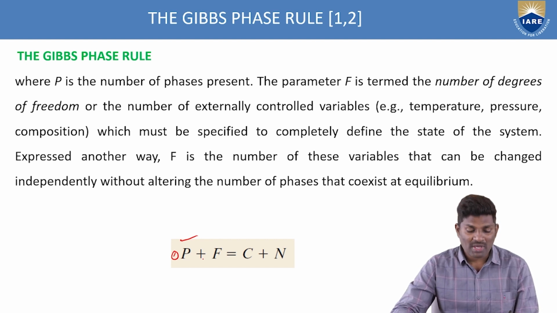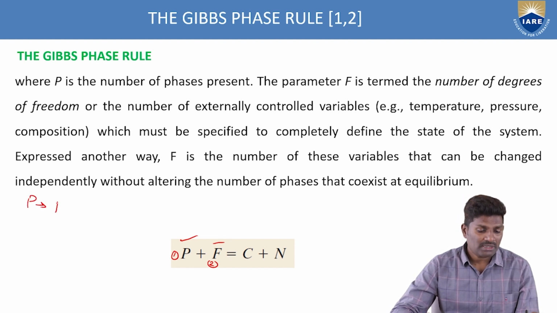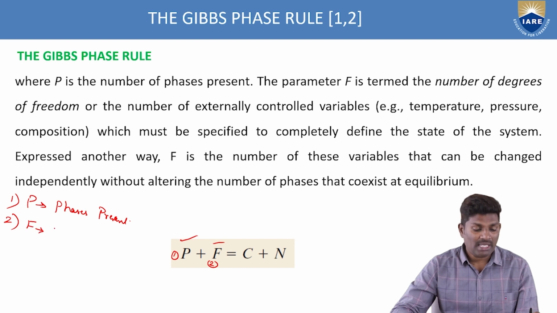Next, what is the other term you have? The second term is F. F is termed the number of degrees of freedom, or the number of externally controlled variables. So P is nothing but the number of phases present, and coming to the second parameter, F, it represents the number of degrees of freedom.